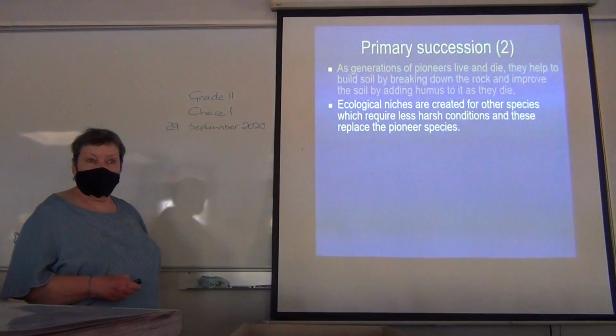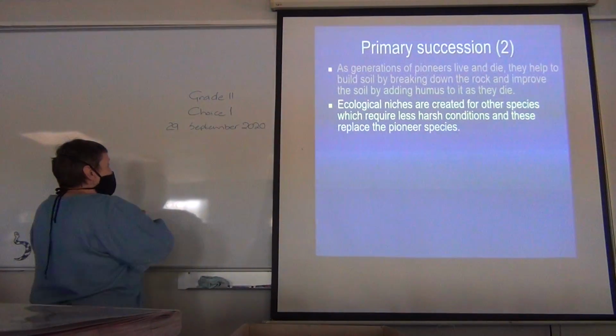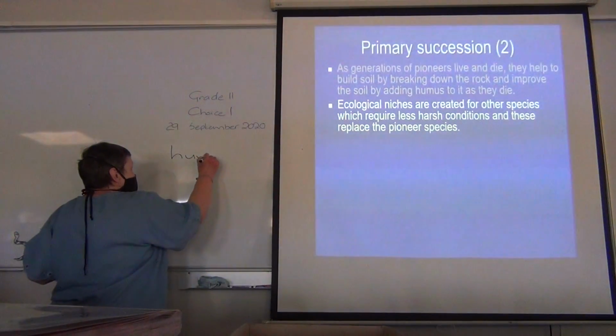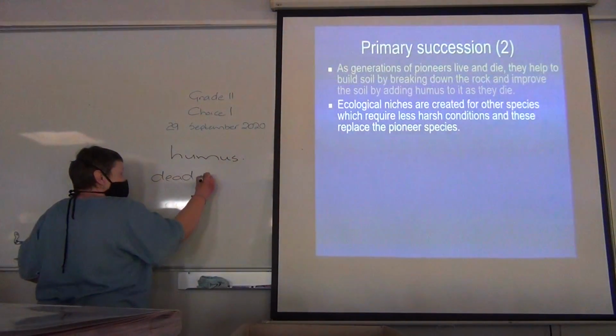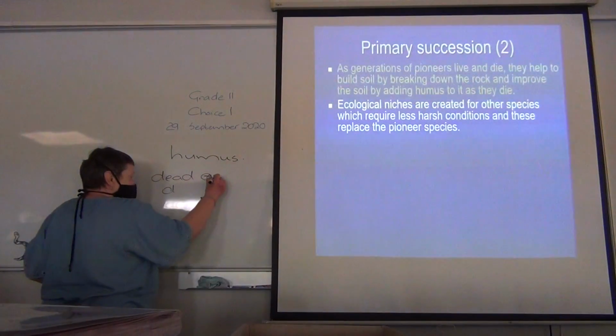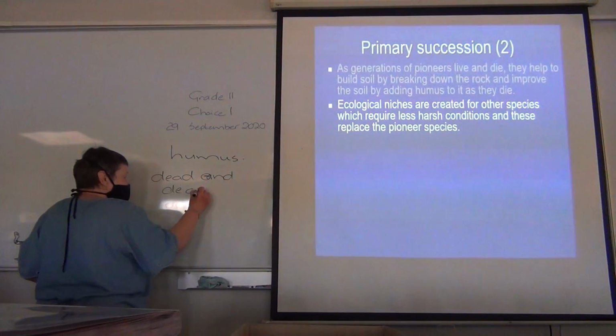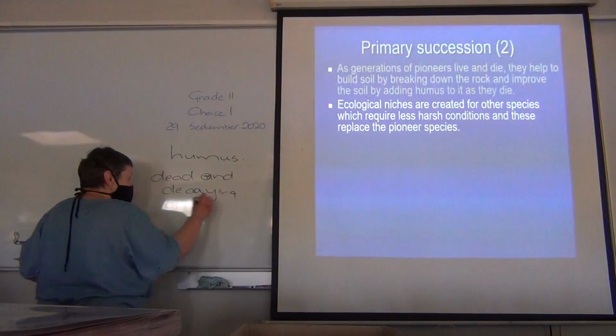What's humus again? Okay, so let's just make sure that you guys are able to spell this. It is dead and decaying, and don't abbreviate, decaying plant and animal matter.